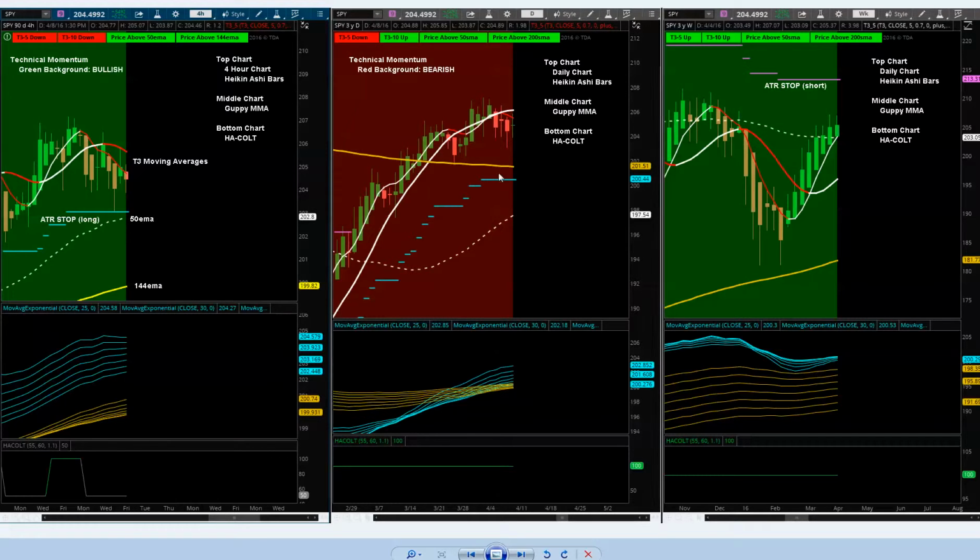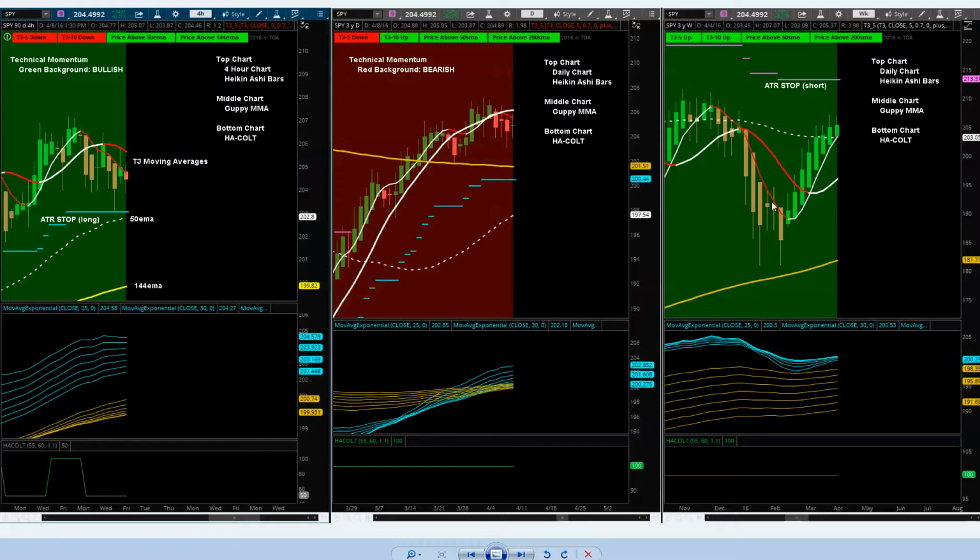Here on the daily chart, same studies on a different time frame, T3 moving averages, but this time instead of an EMA we're using the SMA, simple moving averages, a 50 and a 200. On the right-hand chart we are using a 50 and a 200 as well on a weekly time frame. Also placed on the chart, an average true range stop can be used for the short-term trader or investor, all the way up to the weekly looking to hold on for the long term.